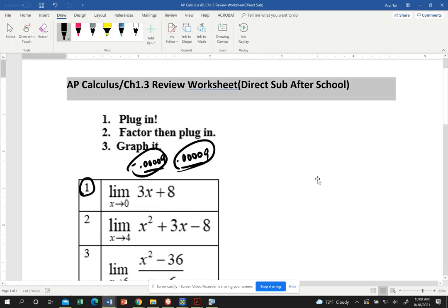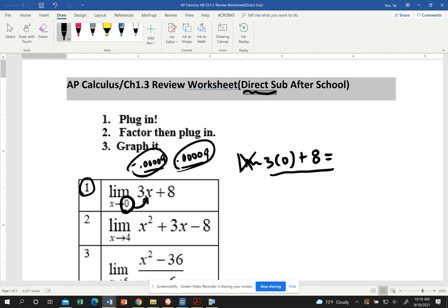So, there should be a faster way. What's a faster way than using a graph and punching it into your graphing calculator? It is direct substitution. You just need to think of 0 and you plug it in. So this is limit 3 times 0 plus 8. Do you see that? We just plug it in and we can ignore the limit and then we can just calculate this. So 3 times 0 plus 8 will give you 8, and this will be your limit. And that's your answer. How easy is that, right?